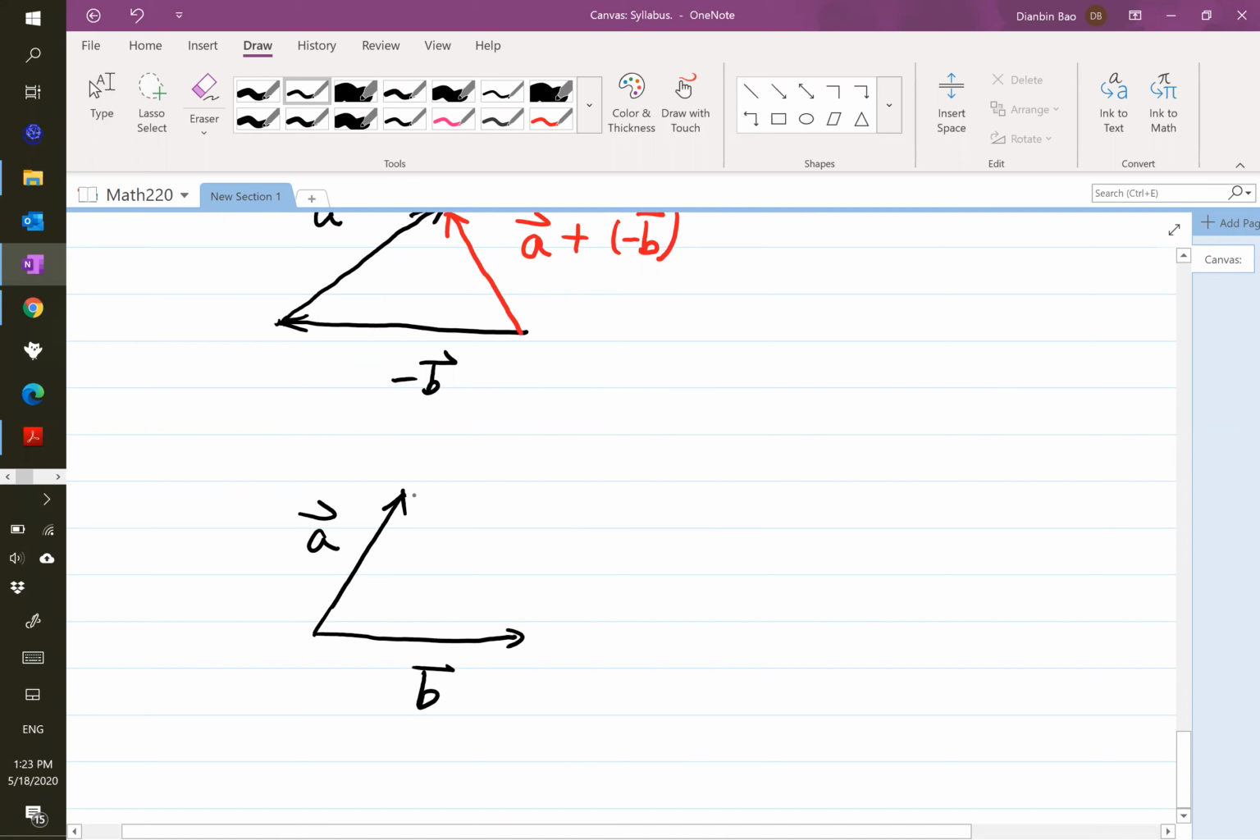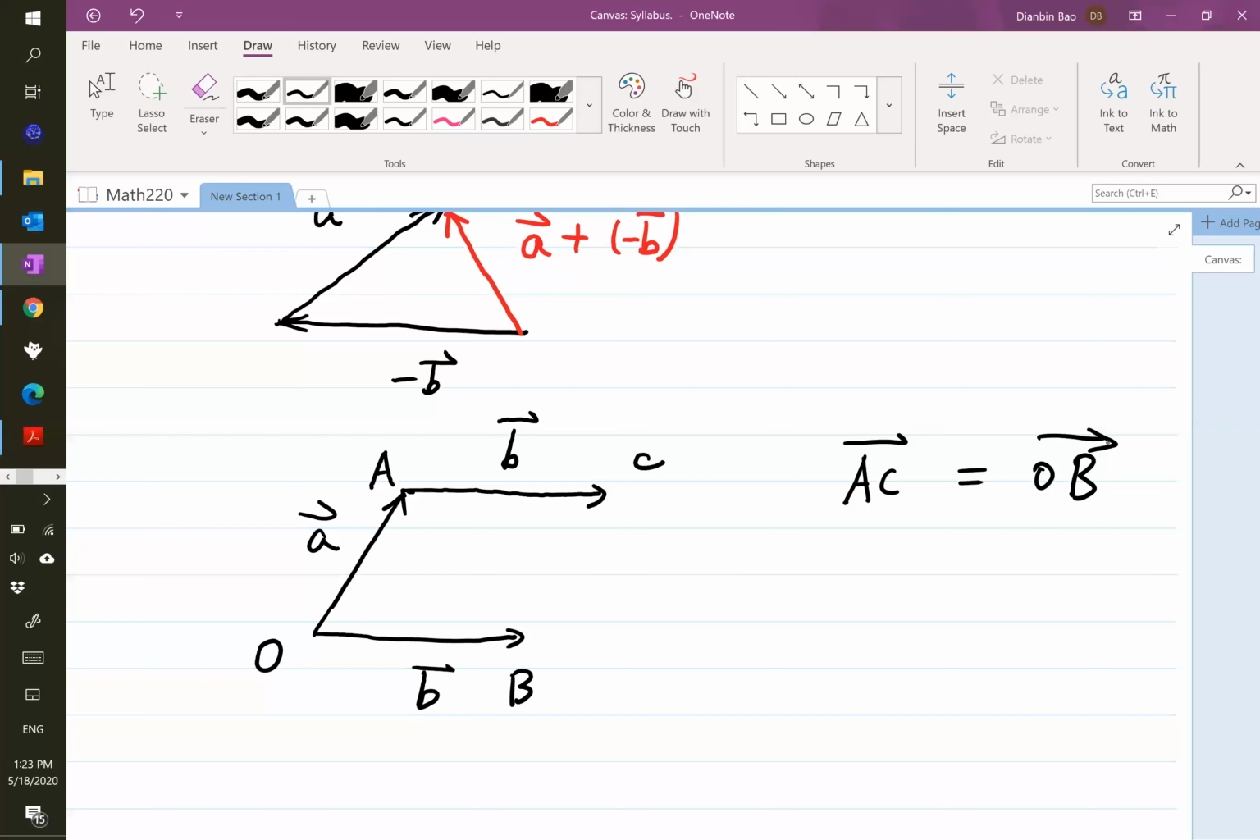Okay. For instance, if we translate B, so this, what I just plotted, is again B. Okay, it's parallel with B, so it is in the same direction as the vector B. Okay, so suppose it's O, A, B, C. Now you see AC is in the same direction as OB, and they have the same magnitude. So this means they are the same vector, okay? They are the same vector.